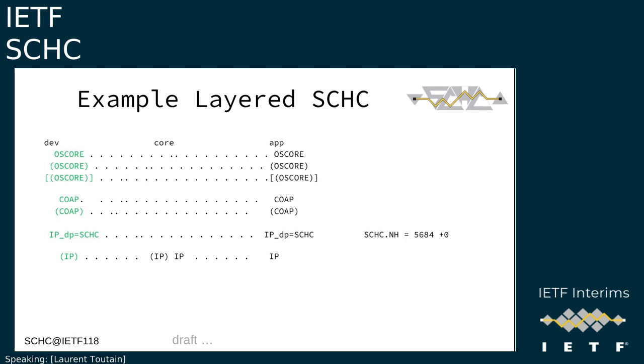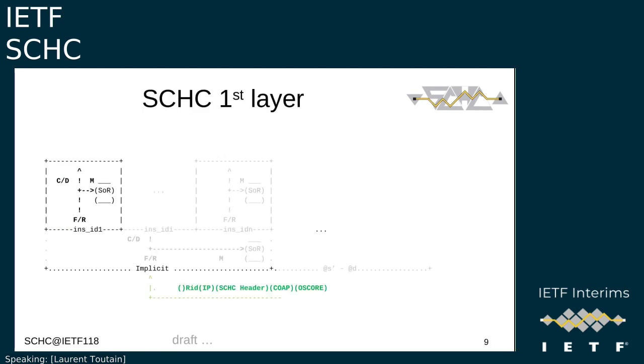So the core SCHC will do the decompression of the first layer and will send a packet toward the destination saying it's SCHC, and then we do the opposite things. And for this, we have a SCHC header that will tell which port number we are using, because the port number is, in that case, the first place used to indicate that it's a SCHC protocol. So here we have an example.